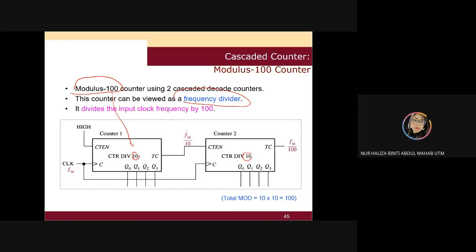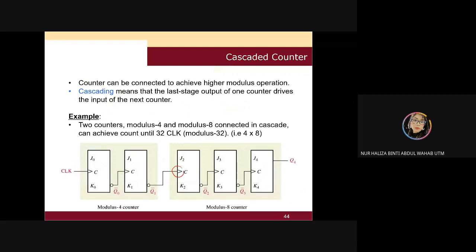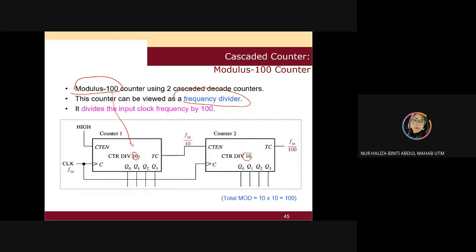Wait, why this one modulus 10 counter cascade 1, this connected to here, but this counter, okay, this another TC. Okay, this is this clock over here, you can see. This is only the clock for you to trigger the output. But in terms of the value of this clock is divided over here under the connections of your inputs.